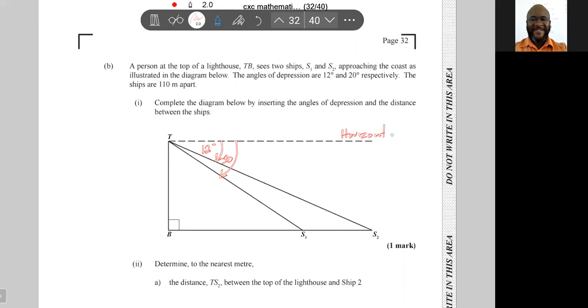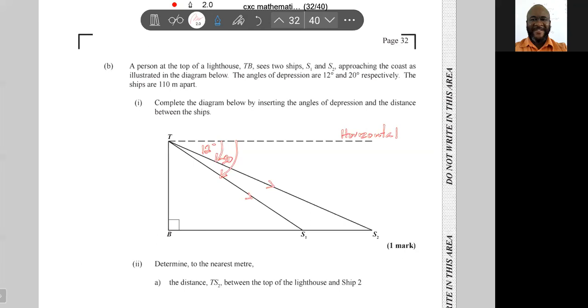This is the line of sight. Angle of depression is the angle between the horizontal and the line of sight when you're looking down. So the angle of depression to S2 is 12, that's the smaller angle. And the angle of depression to S1 is 20, that's the larger angle.